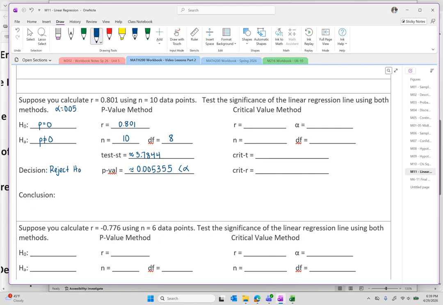And the conclusion is that at the 5% significance level, there is a significant linear correlation. So rho is significant. And therefore, I can use the line to make predictions.